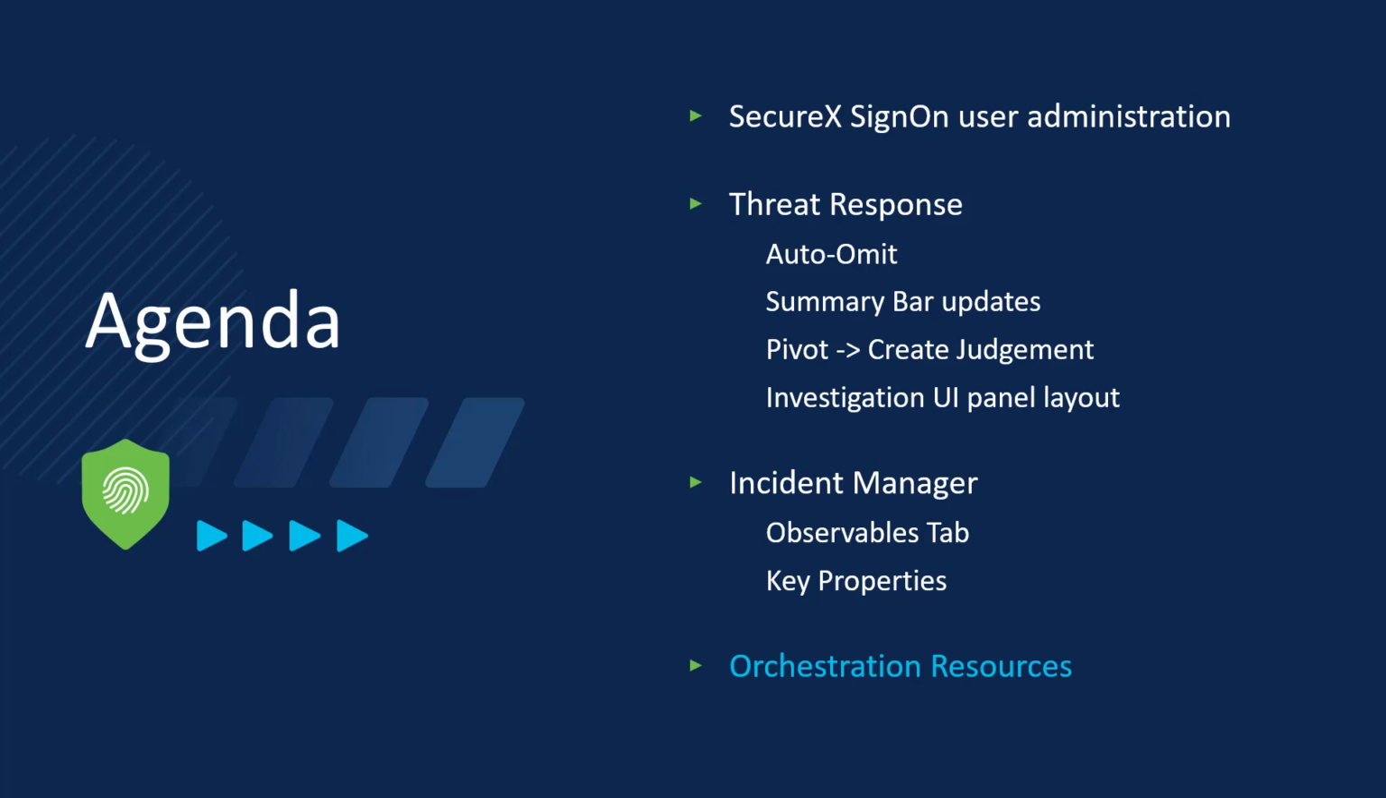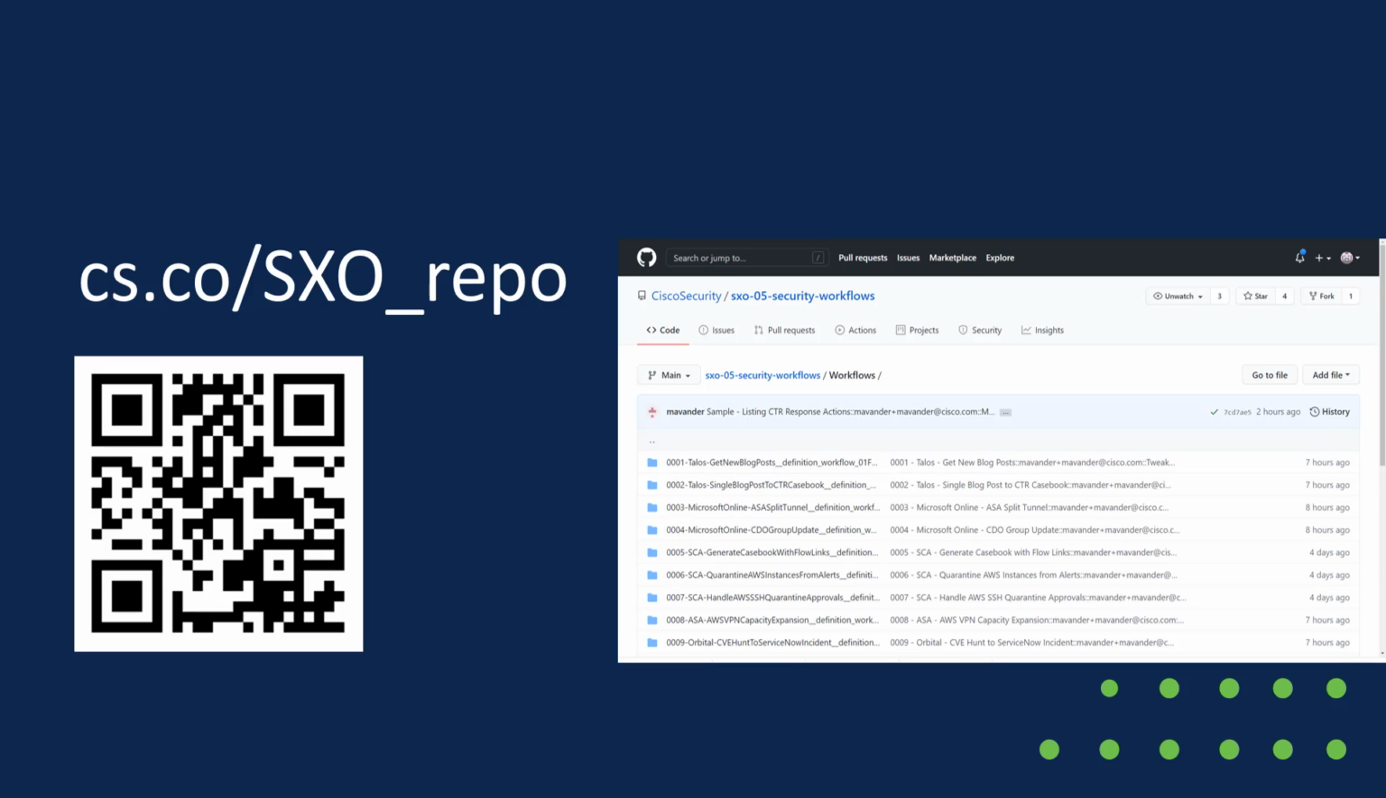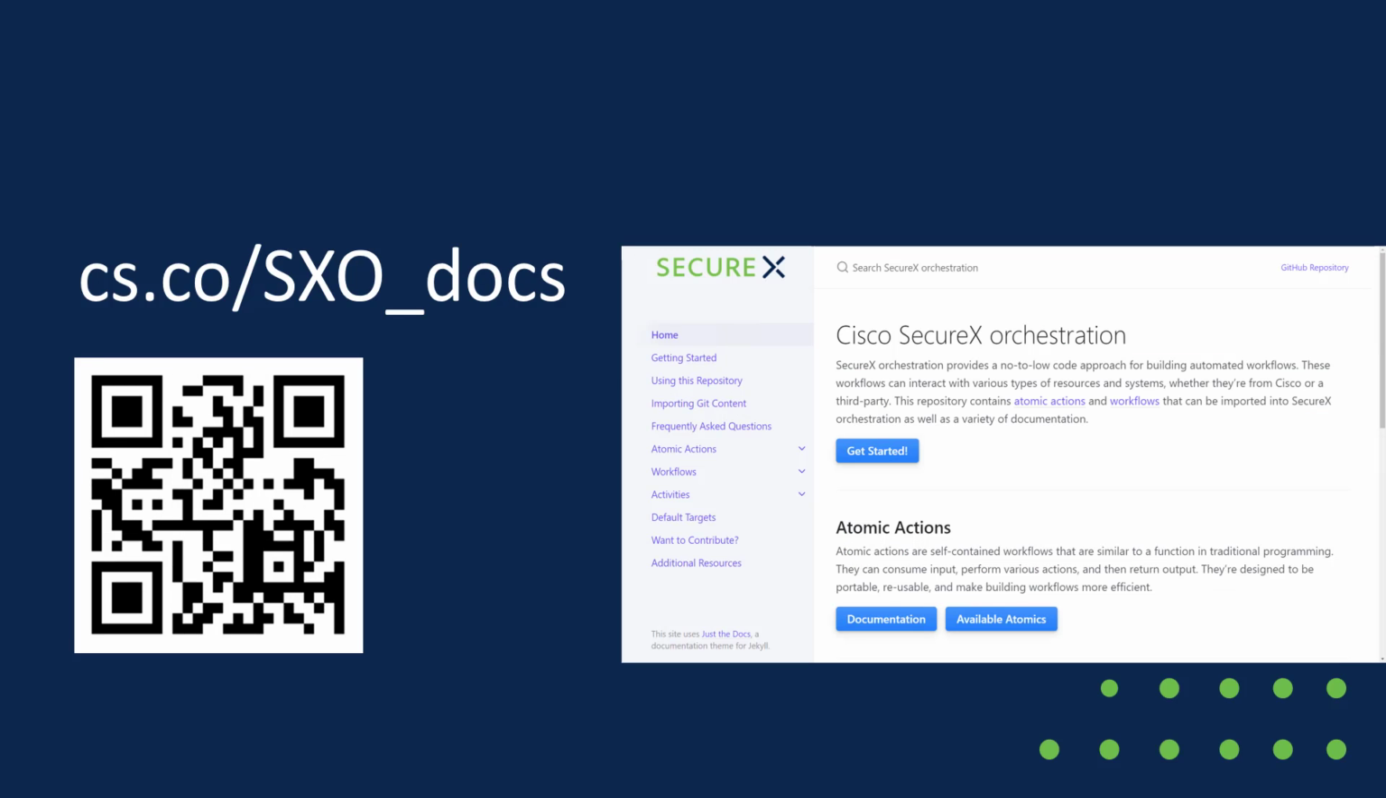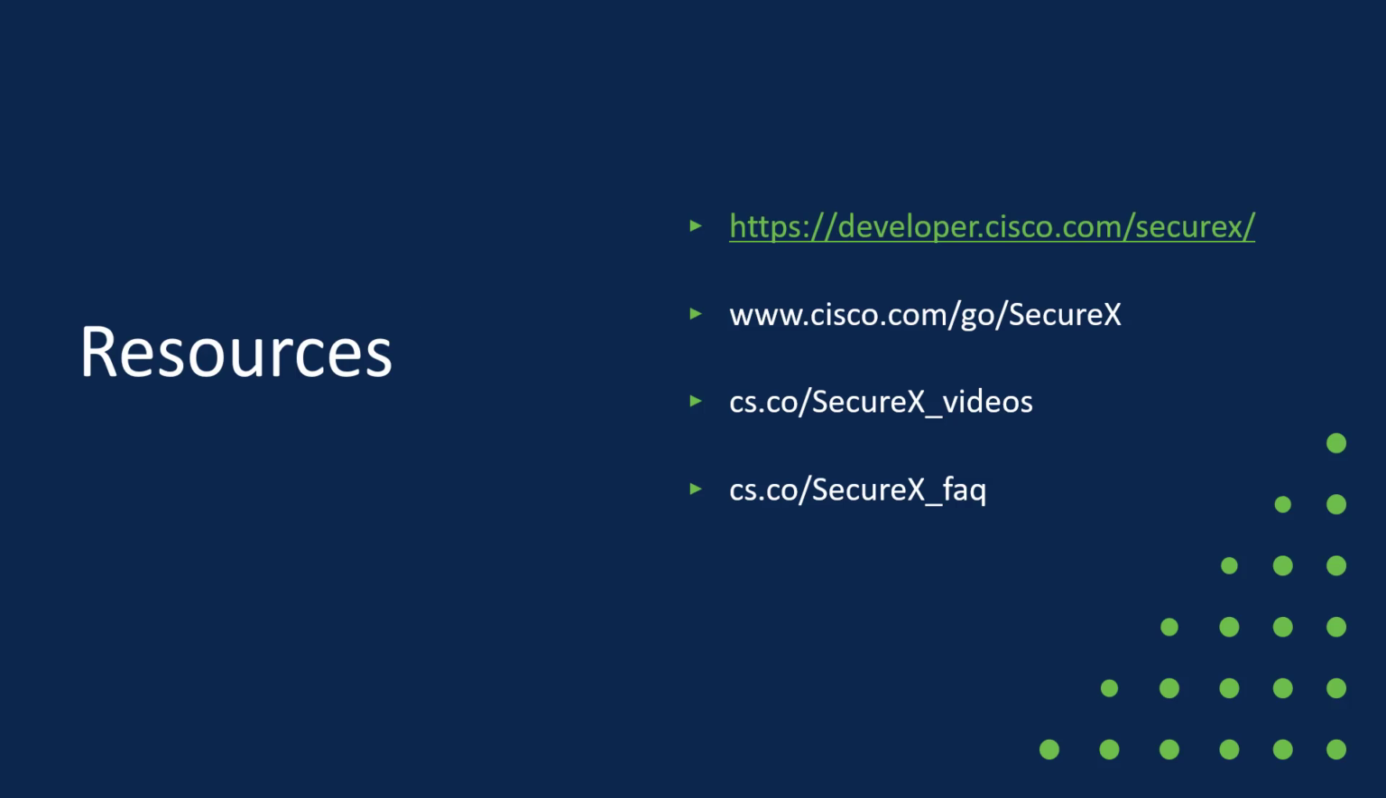Now we're going to cover some new resources made available about SecureX orchestration, starting with the GitHub repository for SecureX orchestration workflows and atomics. You can use that shortcut URL or the QR code to get to the part of the Cisco Security GitHub where you can download and import or hook up directly to GitHub to get these items. Next up is the documentation area, also in GitHub. You can use, again, that shortcut or that QR code to get to these write-ups answering many of your questions about SecureX orchestration. And then we've got additional general resources as well.